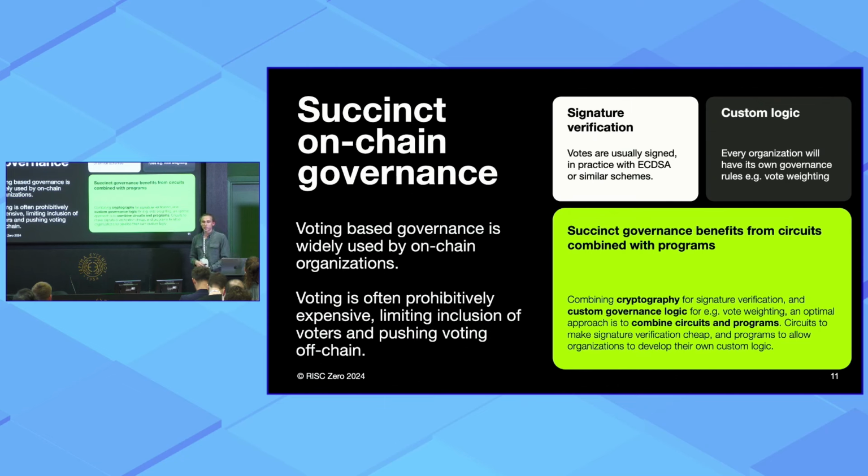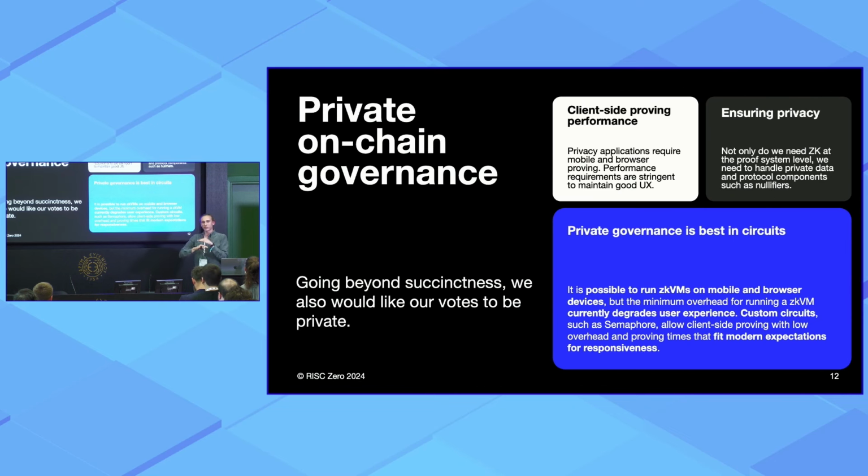All right, so I'll talk about private on-chain voting. Now, I separate this out because it has a slightly different set of concerns. When we want to go beyond succinctness and actually have privacy as well, you need to be running on client devices. There's really no way around this. You have to do the zero-knowledge proof on the device where the secret data lives.